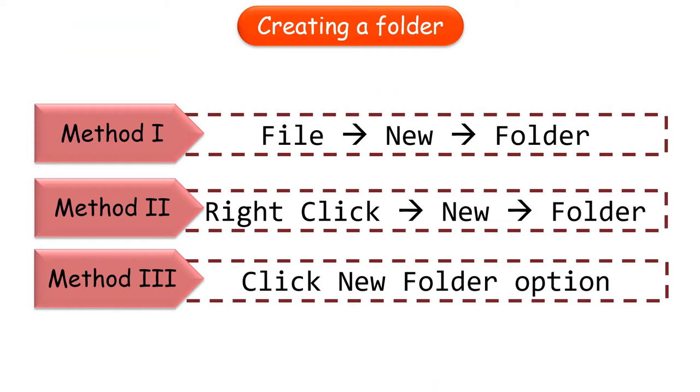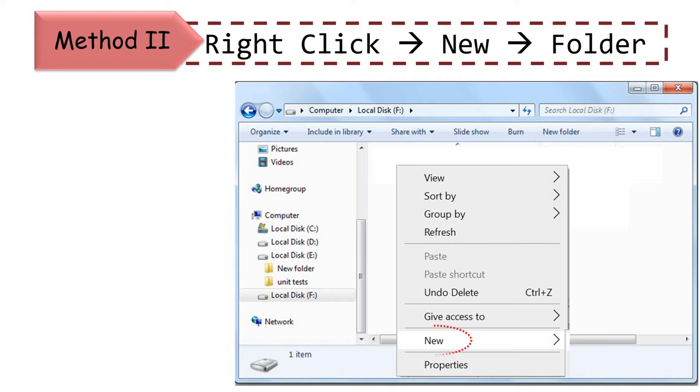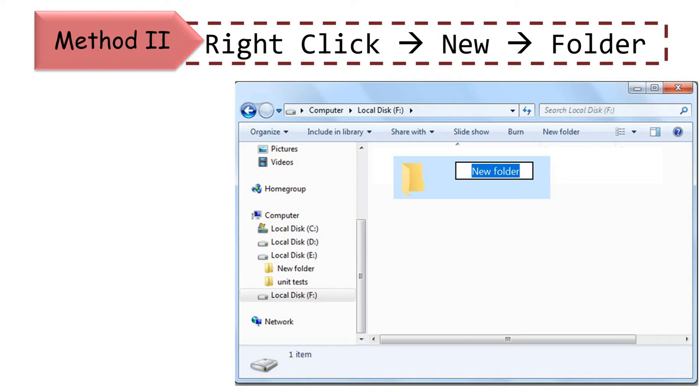Method 2: Right-click, New Folder. After selecting the drive where you want your new folder, you right-click on the empty space and choose New Folder. A new folder is created.